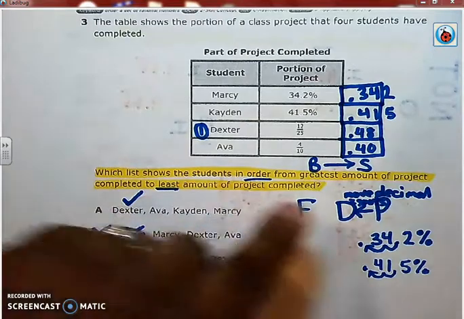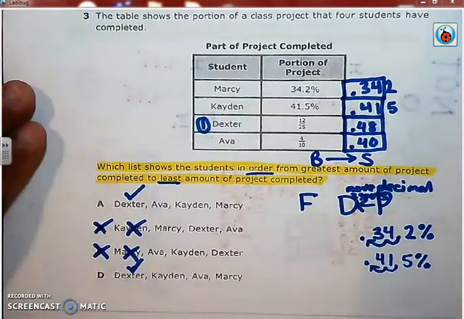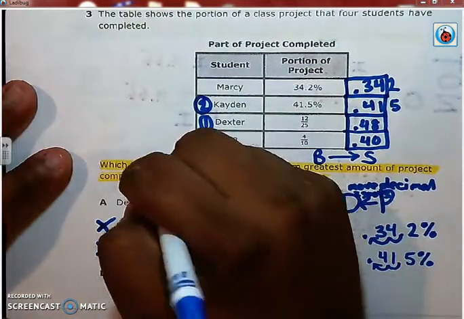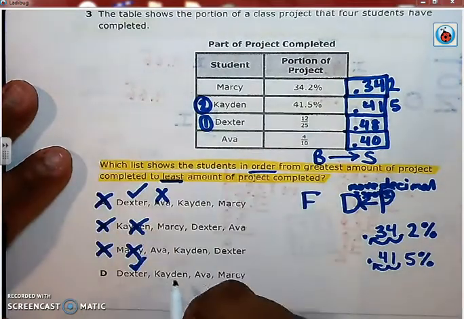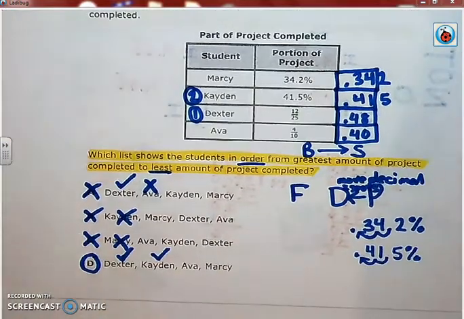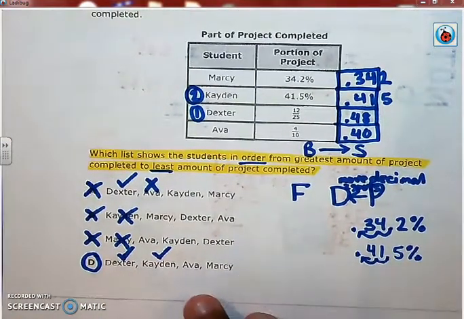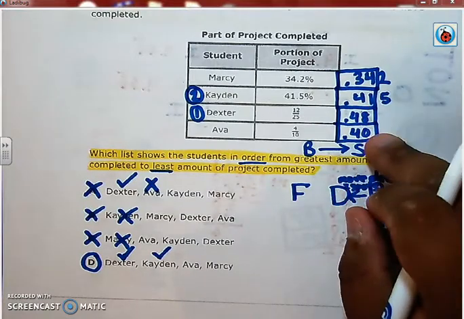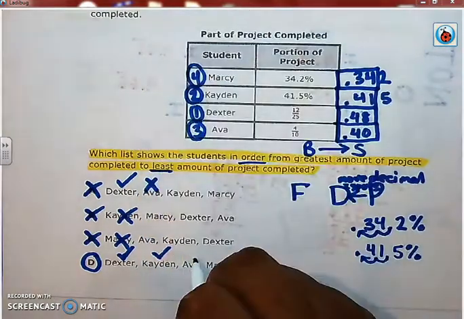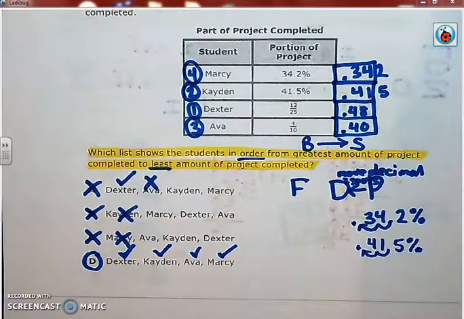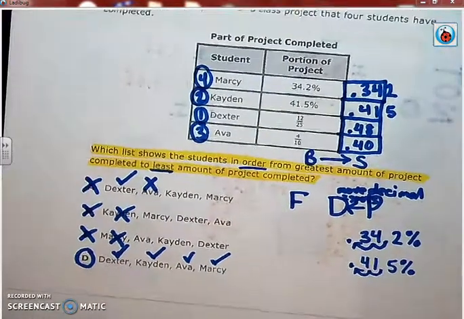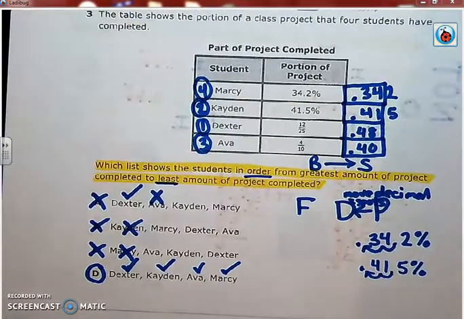Second one, after 48 cents, Caden, 41 cents. Caden goes second, not Ava, so A is out. D, Caden goes second. Perfect. Answer choice D. So then Ava would go third, after 41 cents, you have 40 cents. And the last one would be Marcy. So Ava and Marcy. Check, check. So that was the first 3 questions. Part 2 will start off on question number 4.